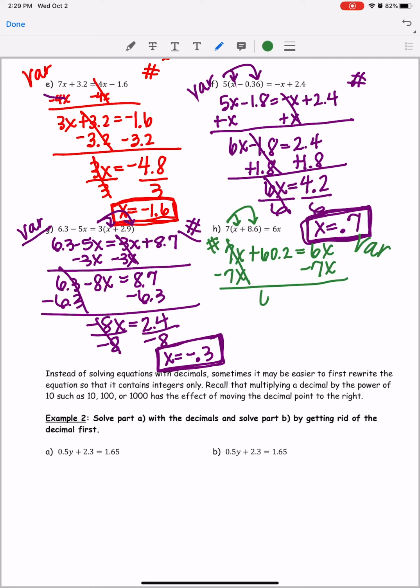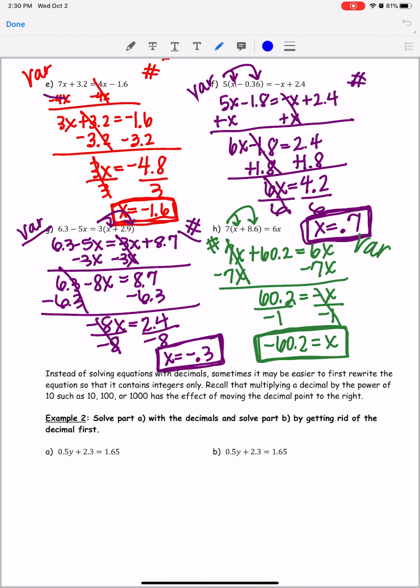Now be careful here. We can bring down our 60.2. 6 minus 7, again, if you're not good with your integer rules, put this in your calculator. But you're going to get a -1, so either -1x or just a -x. Now, I don't want to solve for a -x. I want to still solve for a +1. So we need to divide both sides by -1. My negatives cancel, and we're left with -60.2 equals now a +x. And again, you can switch that, but I don't have room to switch it.